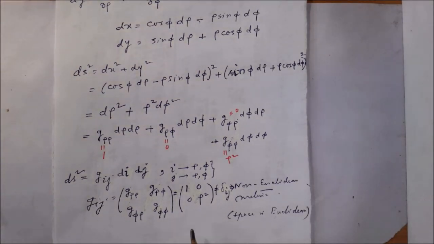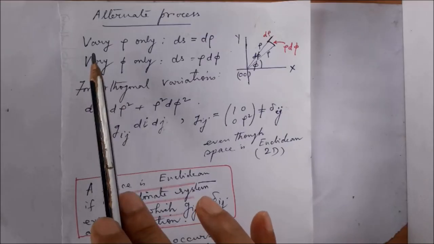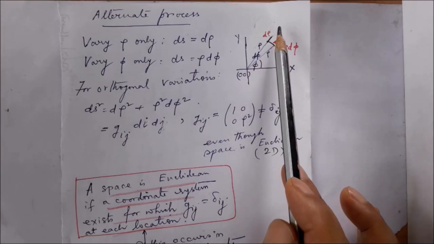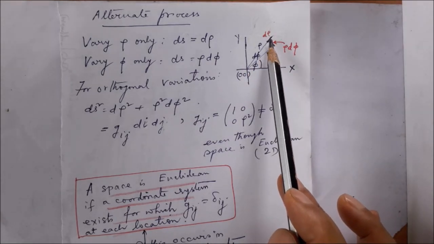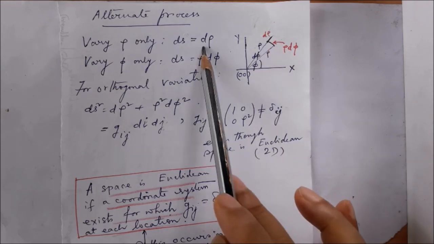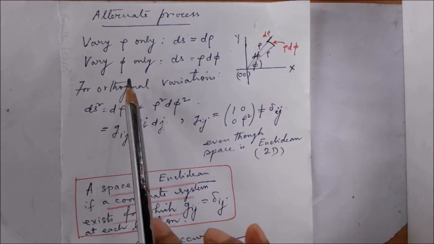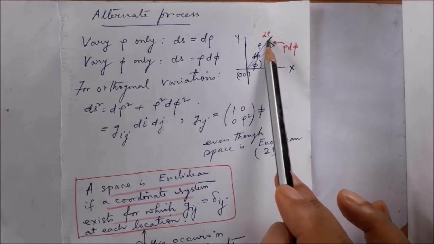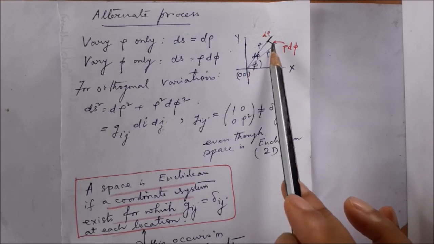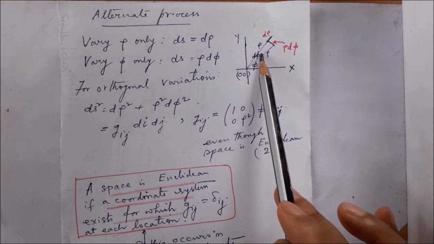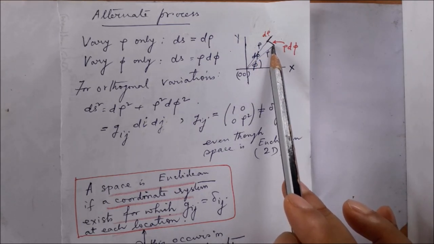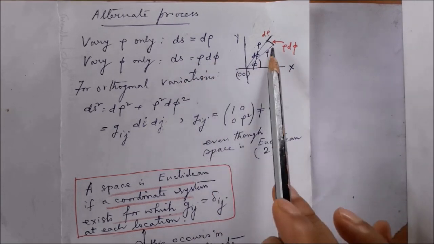Let us redo it through an easier process. Vary rho only, keeping phi constant. So if we move straight outwards radially, the distance is ds equal to d rho. And if we vary phi only, keeping rho constant, we get this arc. Rho is the radius and d phi is the elemental angle needed to trace this arc. So the length of this arc ds is rho d phi.